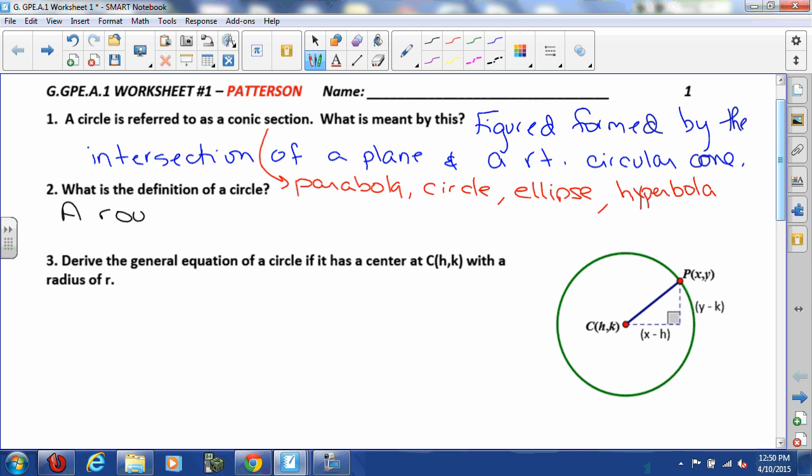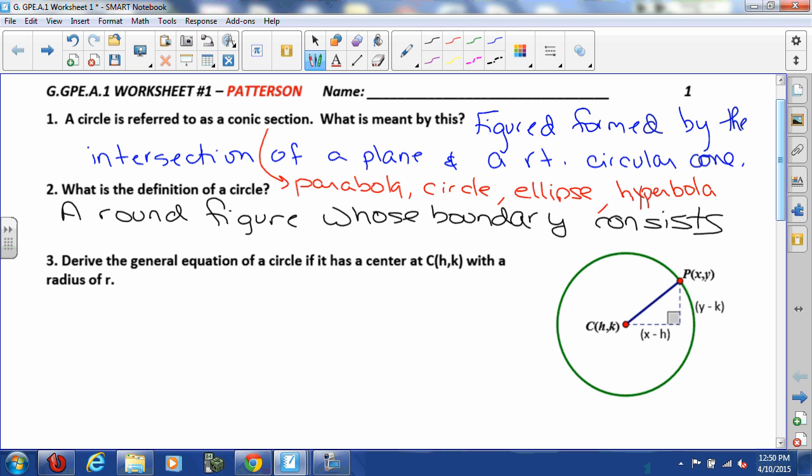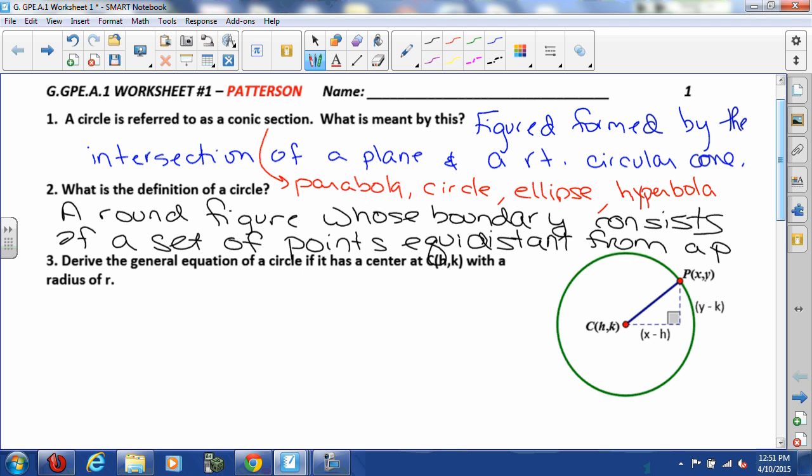What's a circle? It's a round figure whose boundary, also known as your circumference, consists of a set of points equidistant from a point. That point has a special name. Do you know what it is? Center. Thank you. Which is the center.